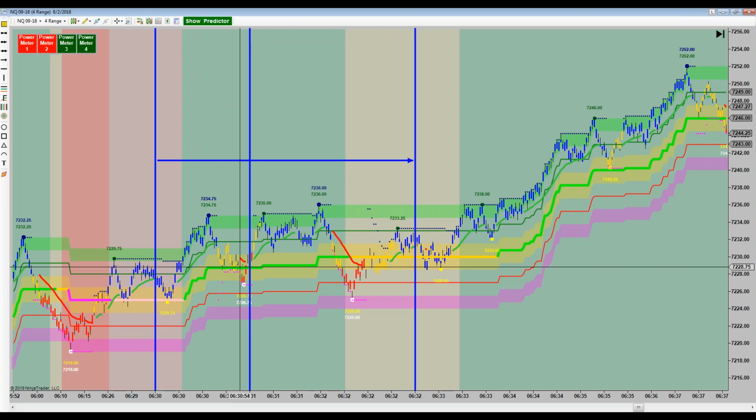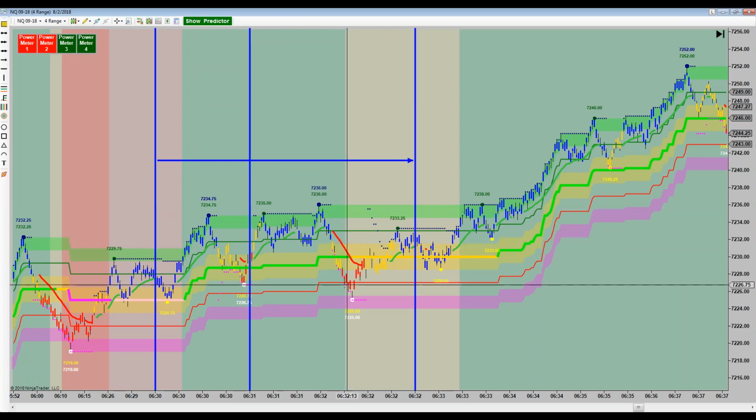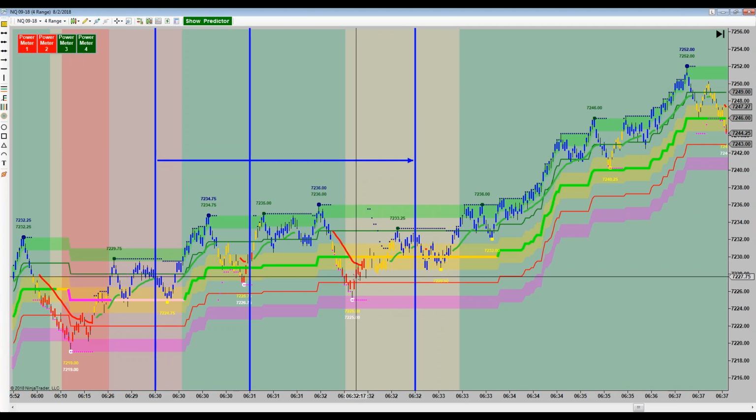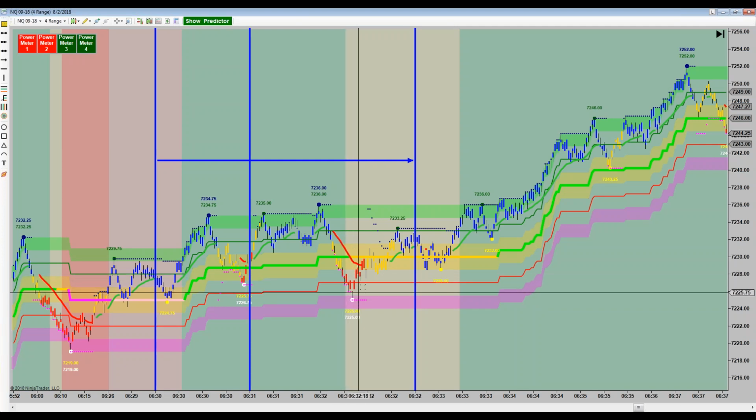Here, let's do another one. Here's a retracement under the mid-band. You might have tried to buy the bounce for NASDAQ. This one came down at 6:32 and 13 seconds, and it departed up at 6:32 and 17 seconds. So you had roughly 4 seconds to get this one.